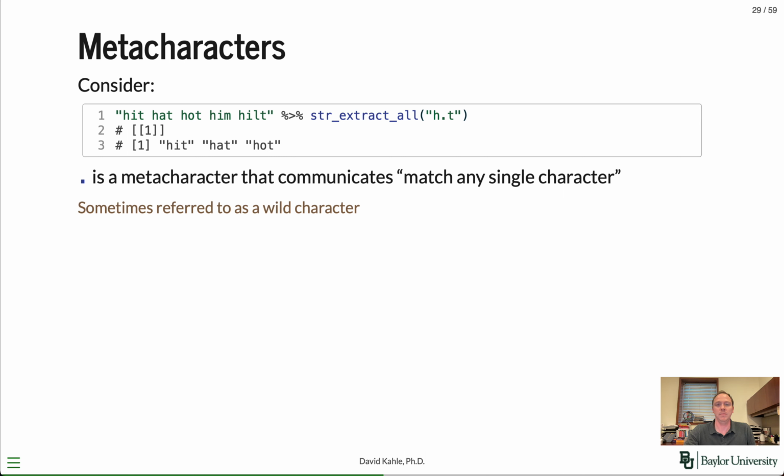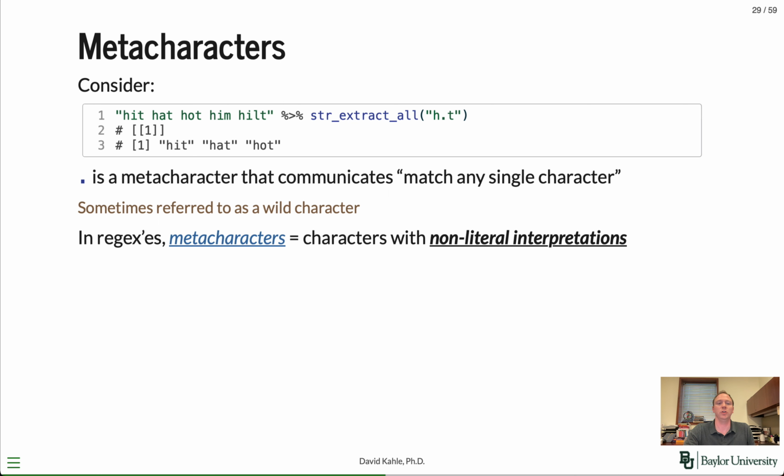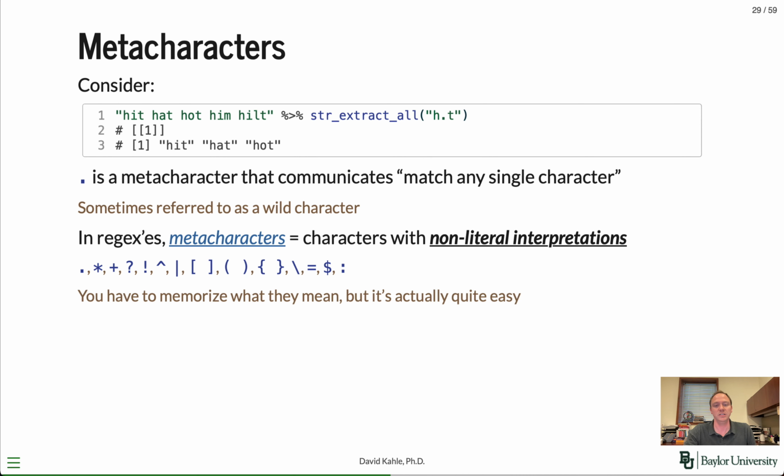These things, like the dot in this case, are called metacharacters. A metacharacter is a character that has a non-literal interpretation. And there are lots of those. Here's a listing of just some of them that you will have to memorize. Now, don't get too afraid. It's actually pretty easy to memorize them once you understand what they're used for and understand their pattern.